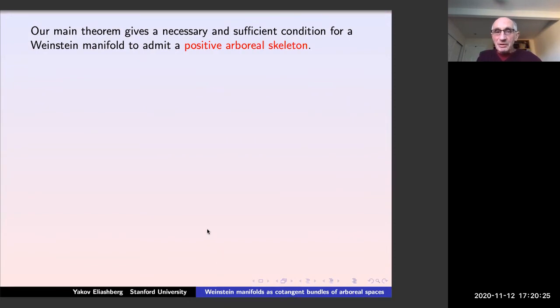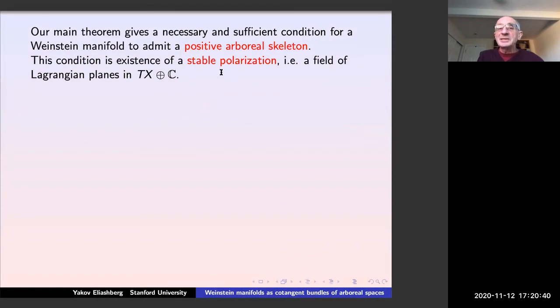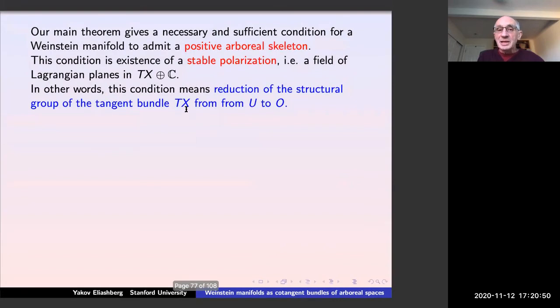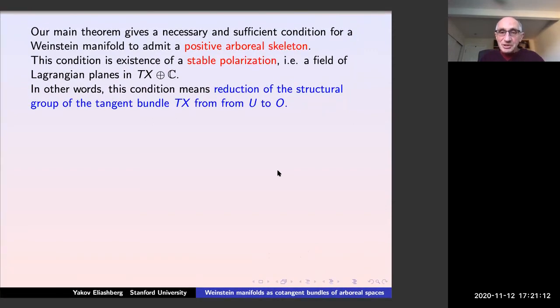So what we currently prove is a weaker result. We give a necessary and sufficient condition to admit a positive arboreal skeleton. This necessary and sufficient condition is the existence of what is called a stable polarization. This just means a field of Lagrangian planes in the stabilized tangent bundle. Alternatively, it means that the structure group of the tangent bundle can be reduced from U to O. So you can present your stable tangent bundle as a complexification of a real bundle. That's a sufficient condition, and it's also necessary for the existence of a positive arboreal skeleton.